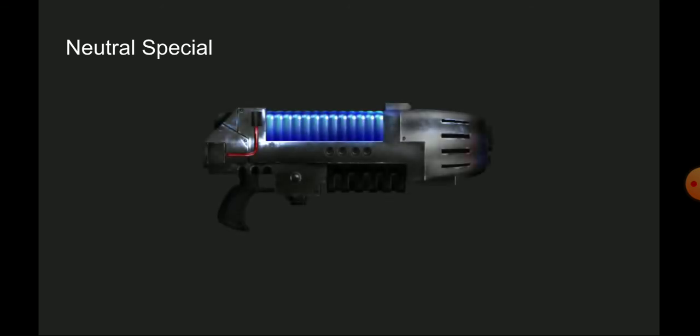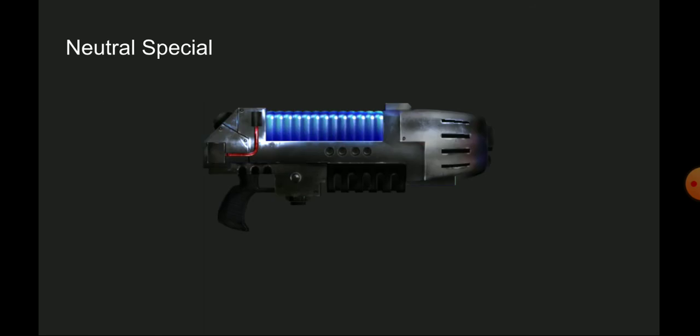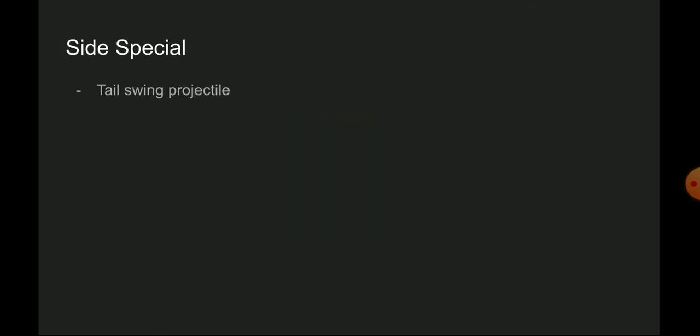Now, for the neutral special, this will be the most obvious one. Plasma gun. We'll just shoot plasma out of a gun. Also, this is a projectile, but it does not do any knockback. The side special will have him do a tail swing projectile, which would reflect any projectile.